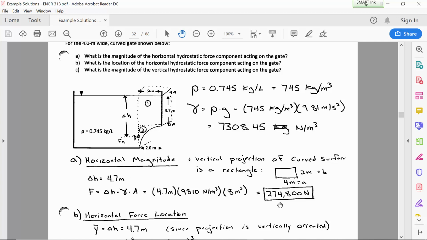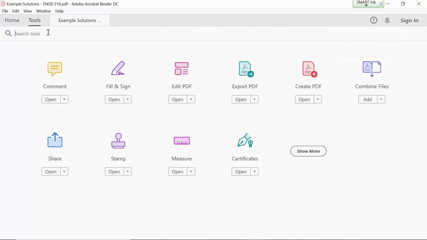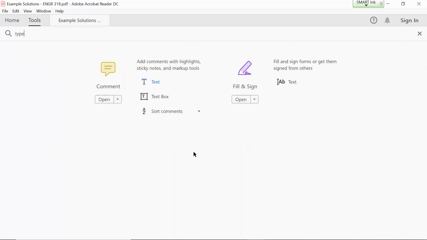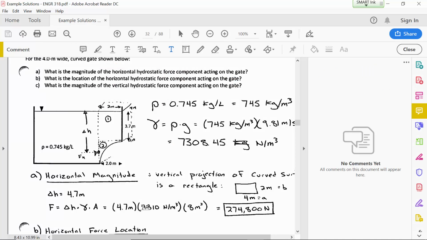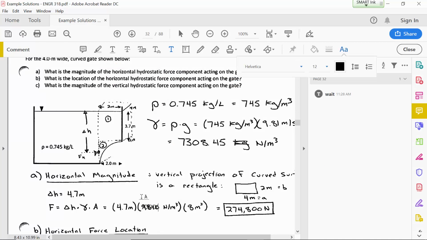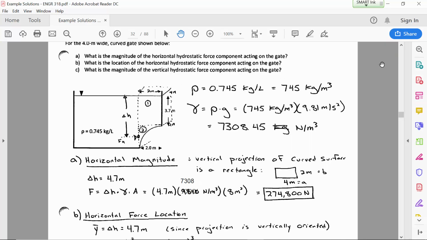The area of the projection, even though I wrote 9810 here, I used the correct value, let me type that in. That was just a mistake in what I wrote, but the calculations are all right. I used 7308 newtons per cubic meter. All right. So that's the horizontal magnitude.